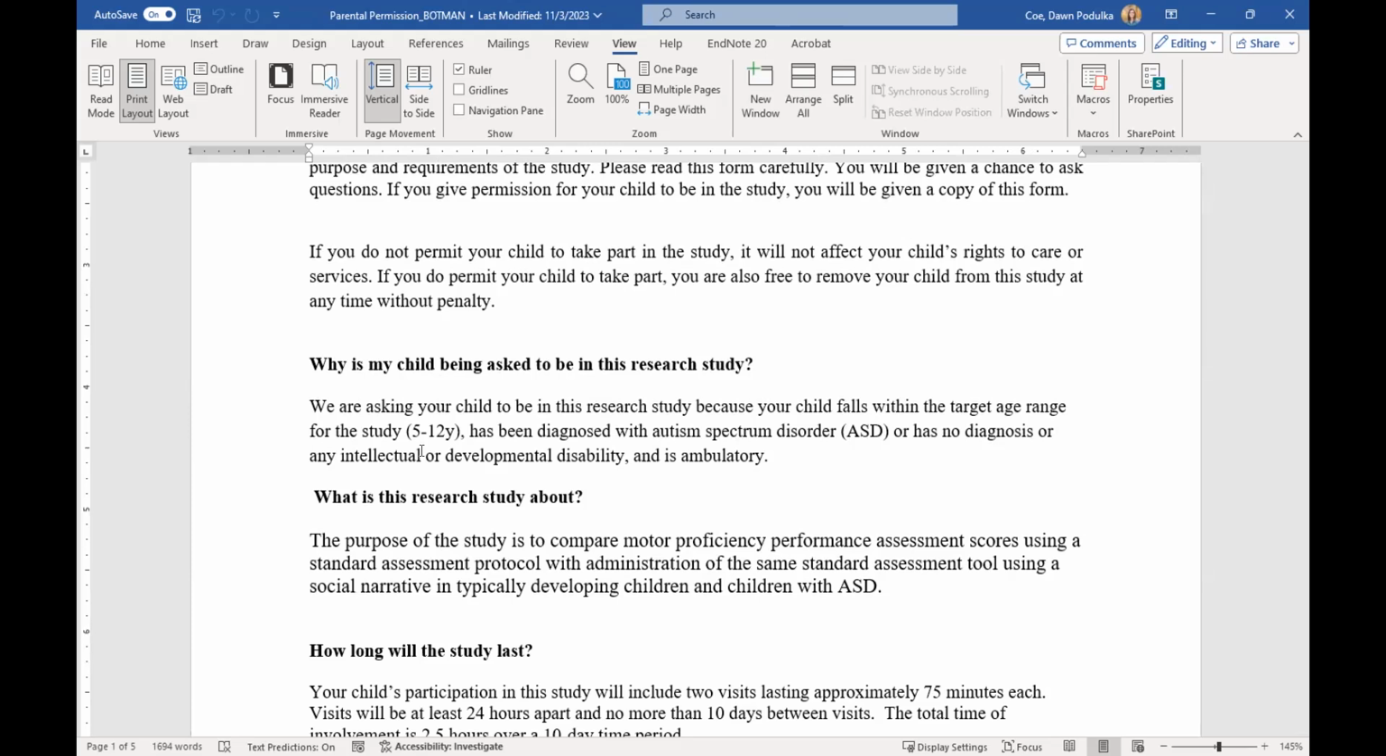In this research study, we want to compare 2 different methods of administering this assessment. The assessment is a motor assessment. They do fine motor skill activity, gross motor skill, strengthening activities. And we are doing the traditional administration, as well as using a social narrative, which is essentially a story. So we tell the kids a story, and within the story, they do these different activities.